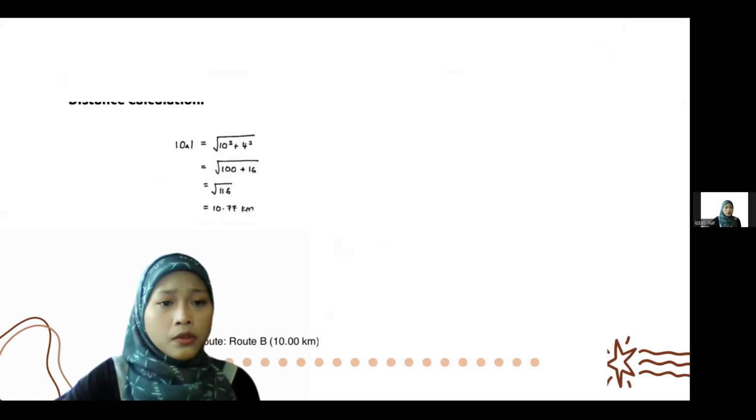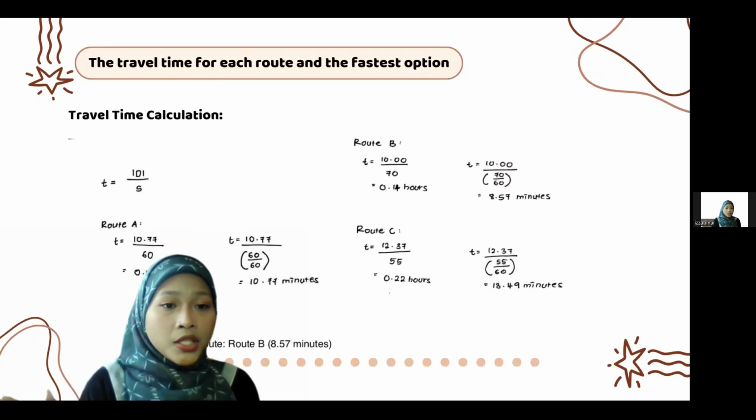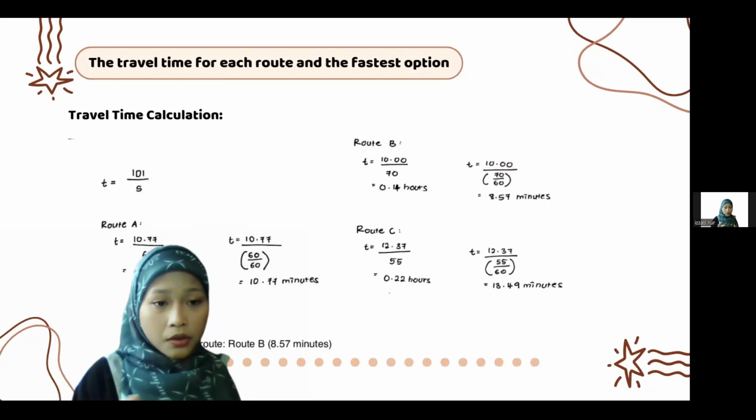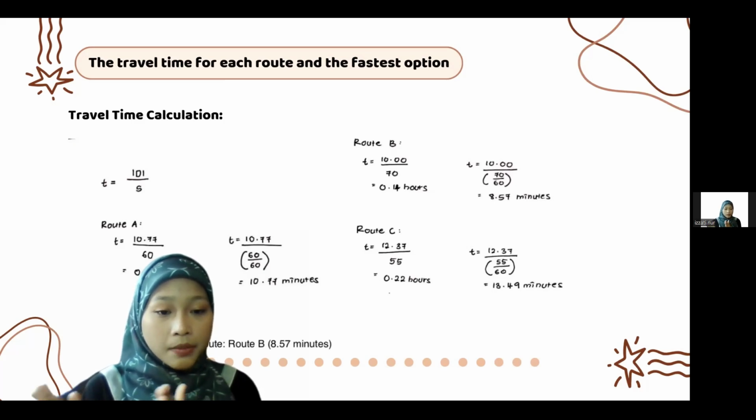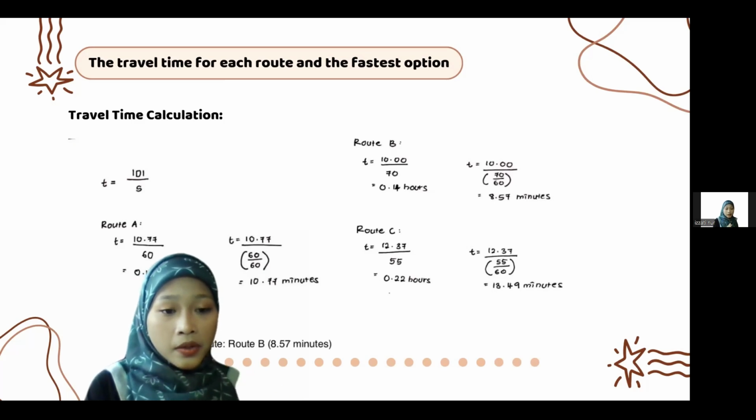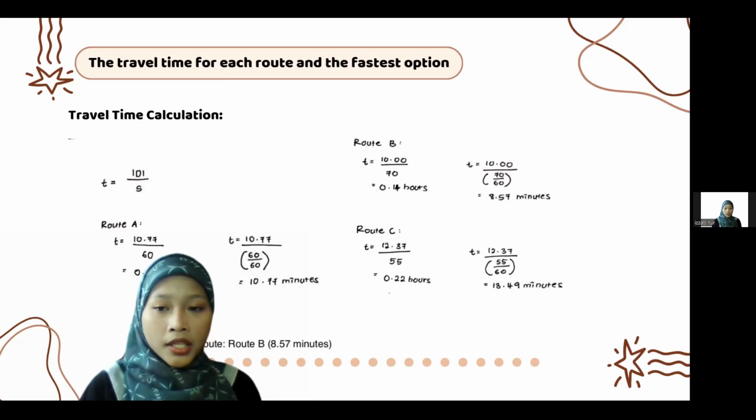So next, we will find the travel time for each route, which is we will use the formula t equals distance over speed. For route A, we will look at the right calculation, which is the calculation that shows the time in minutes, and the left one is the calculation which shows the travel time in hours. So to make it easier to see, we will use the right calculation, which shows the time in minutes.